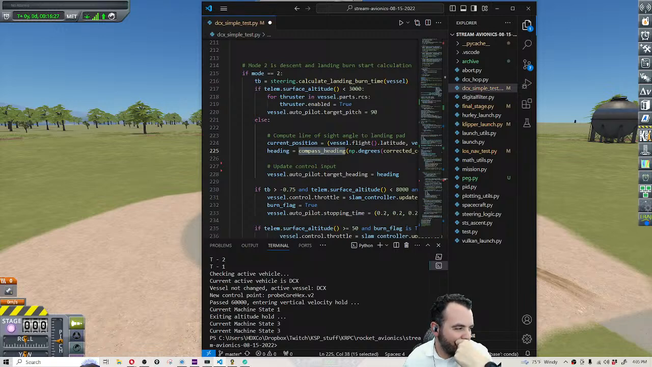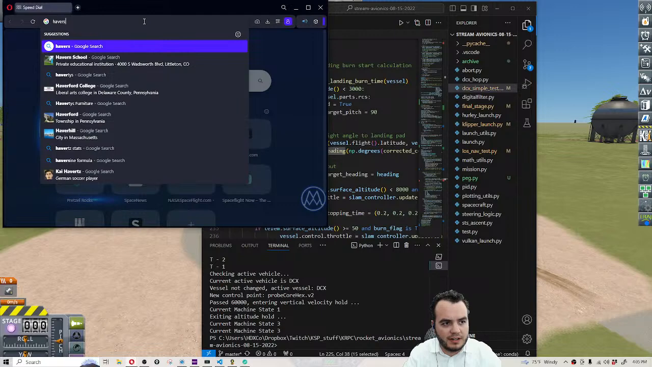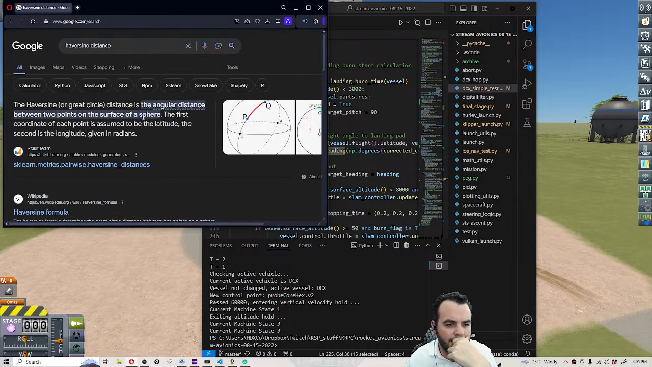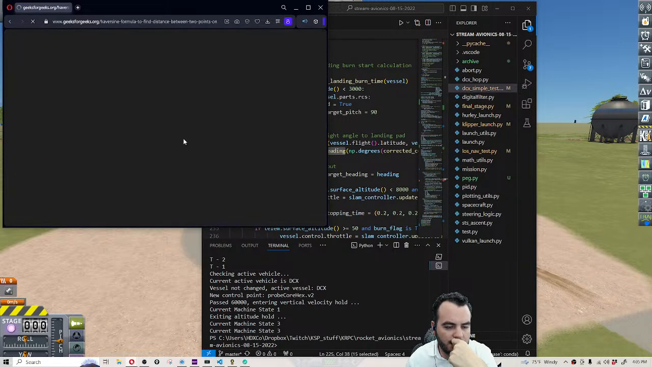is it the, what is it called? Haversine? Is it the Haversine formula that we need? That outputs, or that can output the distance? The angular distance between 2 points on the surface of a sphere. Haversine formula.